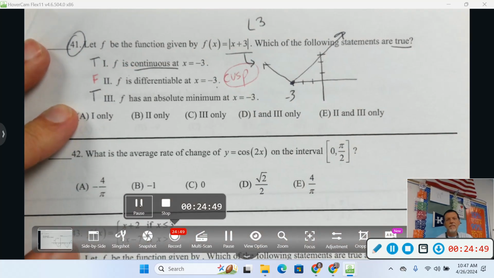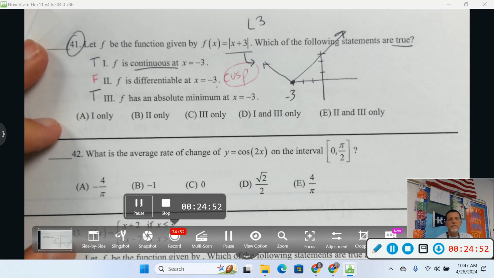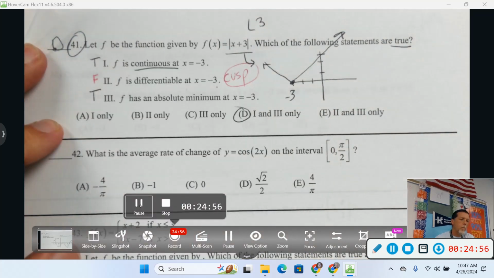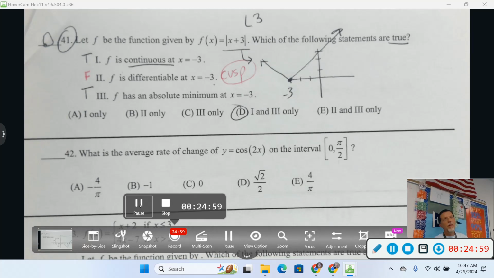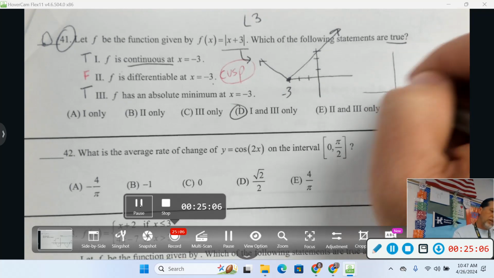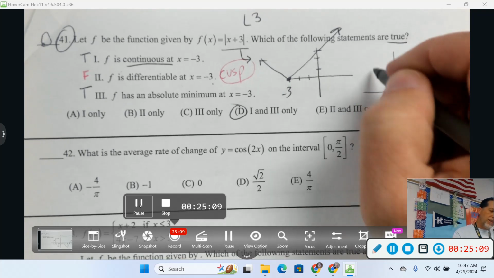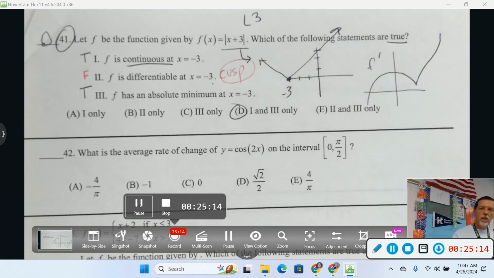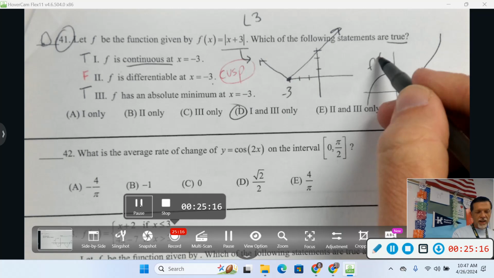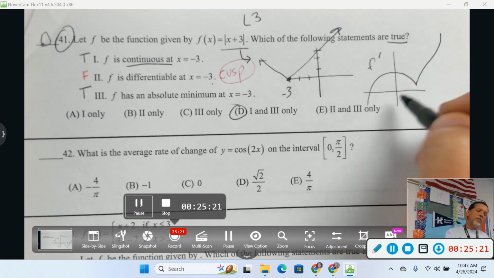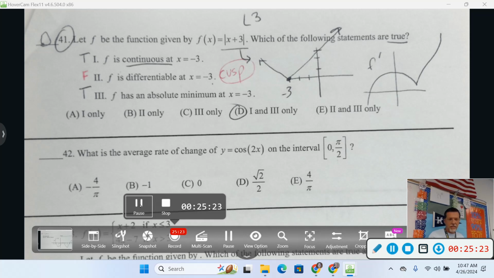Could you also say that a function is differentiable if the graph of its derivative is continuous? So if this is f prime, continuous, it might even have a sharp turn. But this means that there is a value for f prime everywhere. So yes, that would mean that f is differentiable because it's got a derivative everywhere.